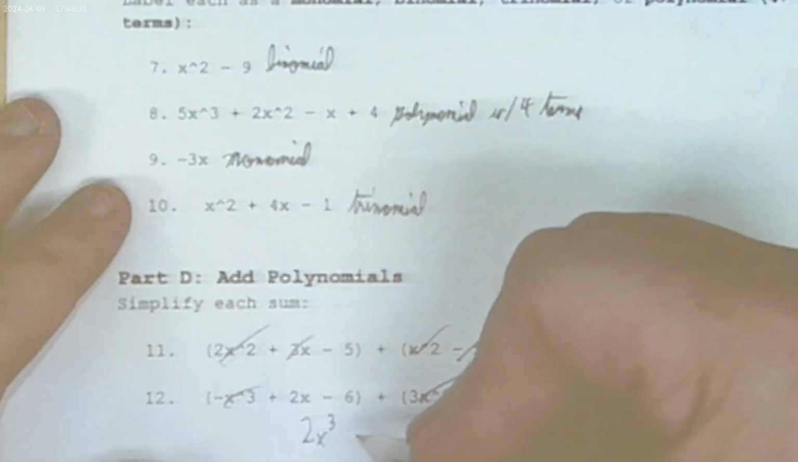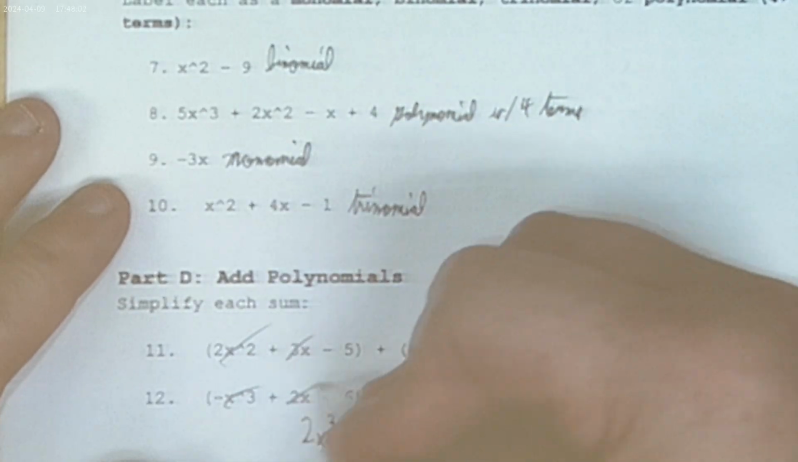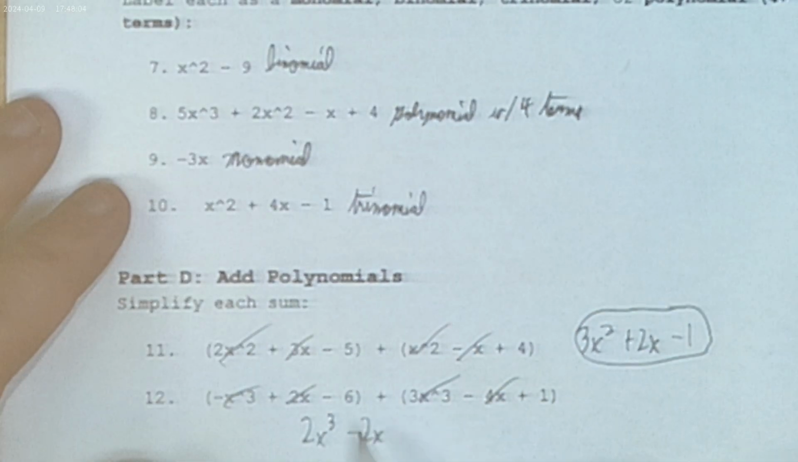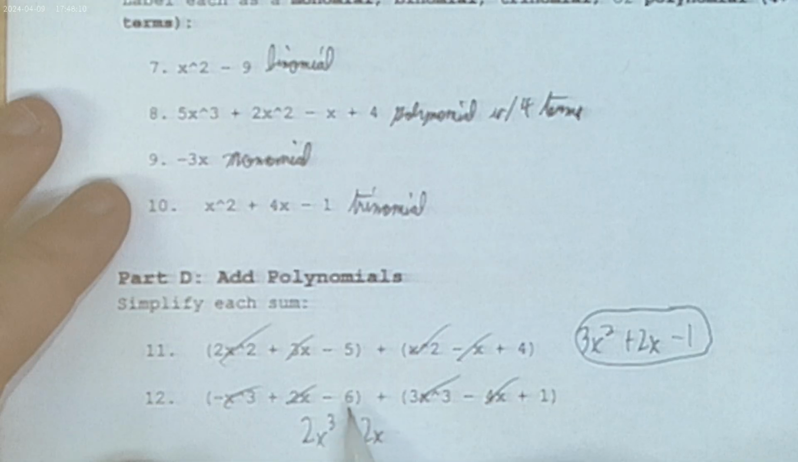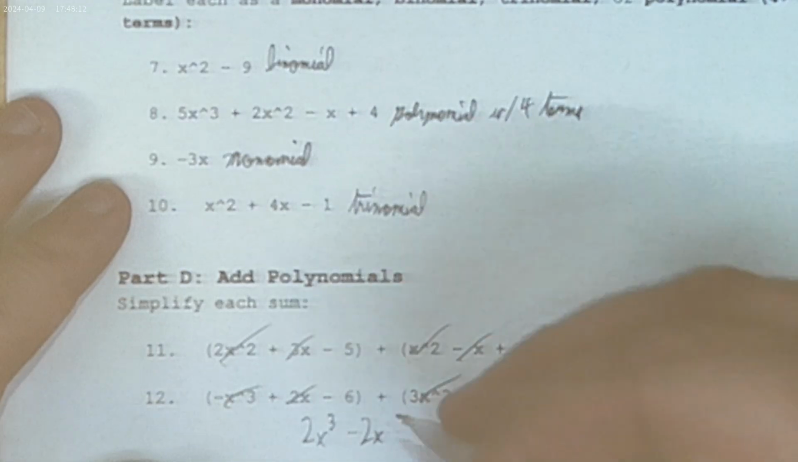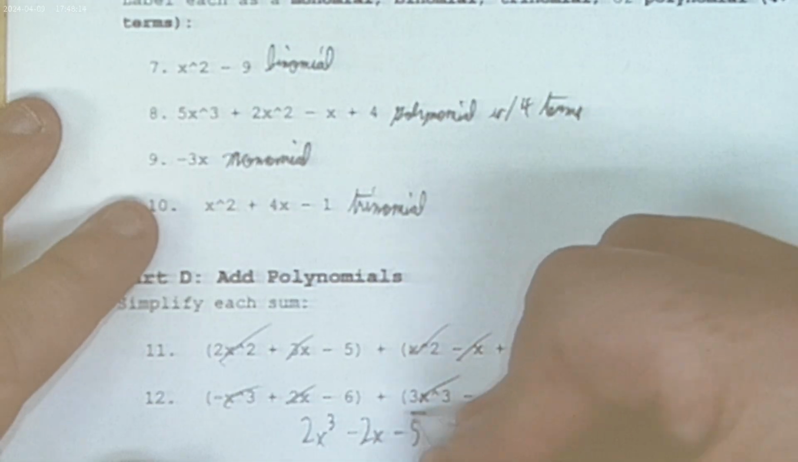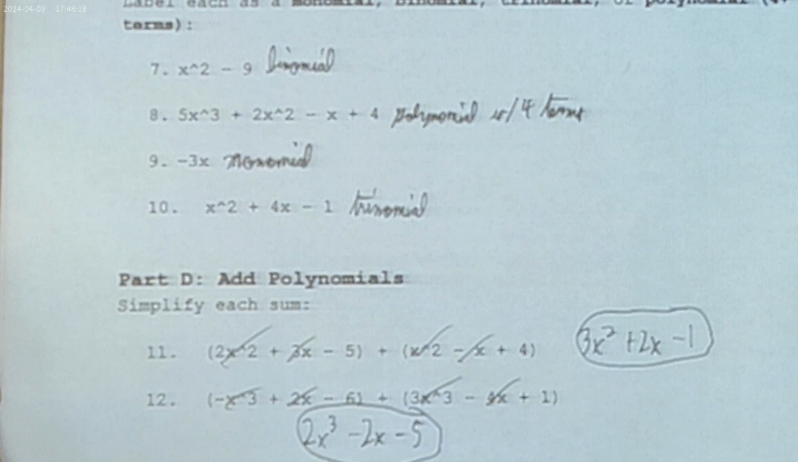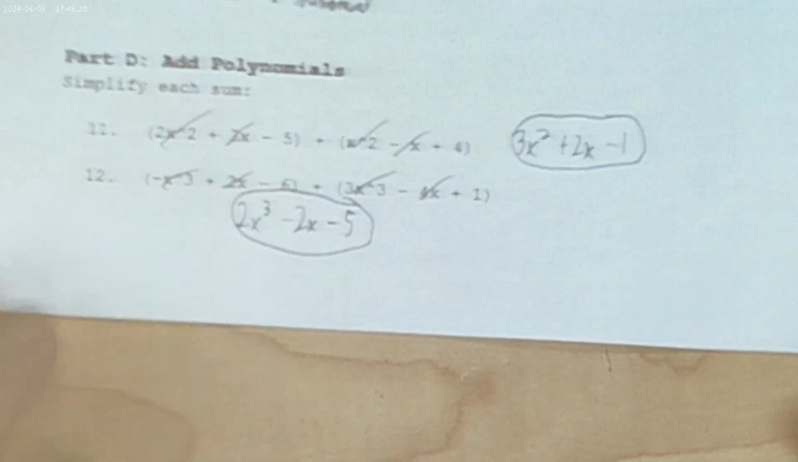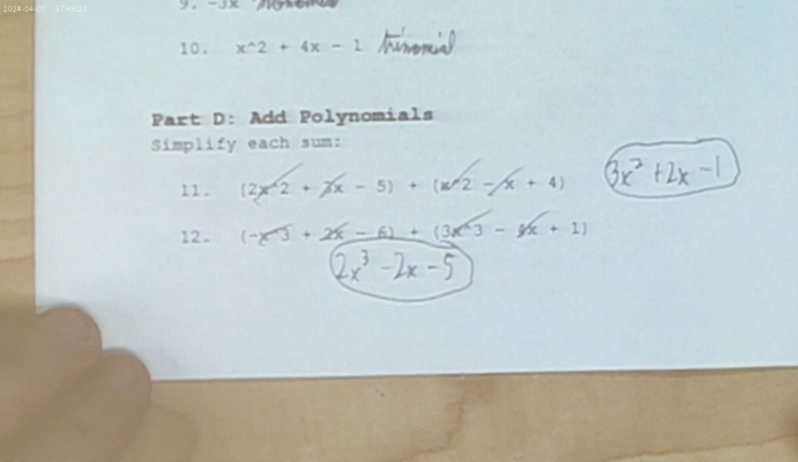2x minus 4x, so that's minus 2x. And then minus 6x plus 1 is minus 6x. Minus 6 plus 1 is going to be minus 5. And there we go. That's that final answer. Here, I'll pull this up a little bit more.